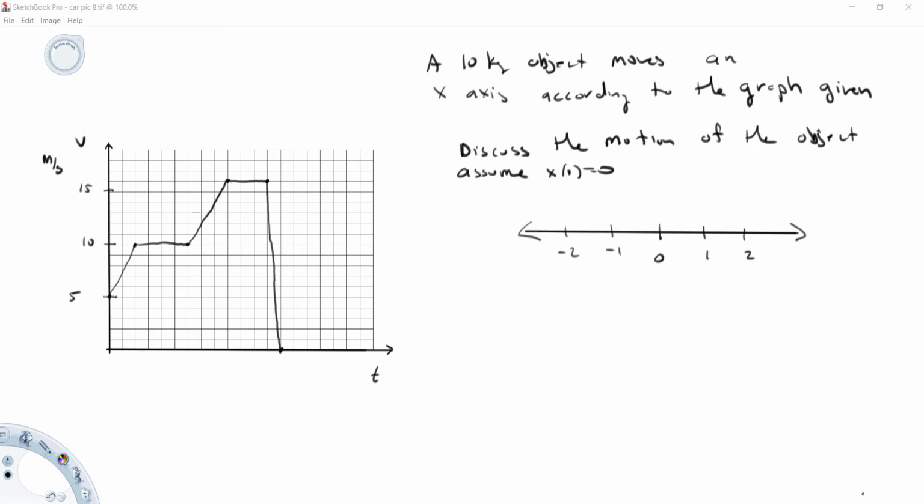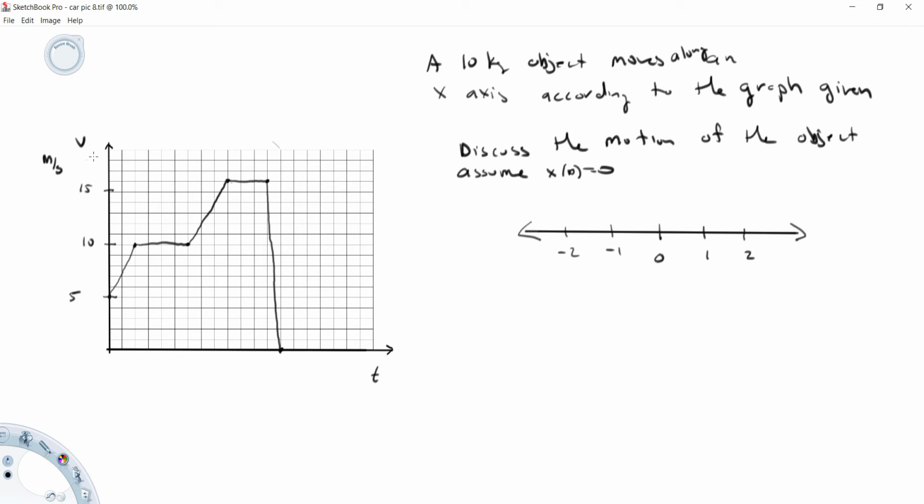I'm making this video to help you understand how to interpret velocity graphs. So I'm going to talk about the directions here. Let's see, a 10 kilogram object moves along an x-axis according to the graph given. I'm referring to this graph right here. It's a velocity graph against time. Discuss the motion of the object assuming x at t equals 0 equals 0.